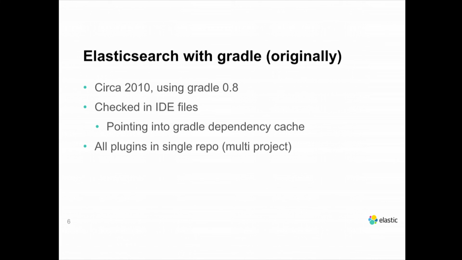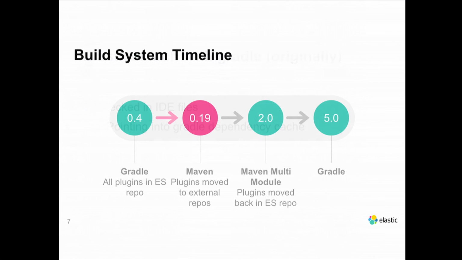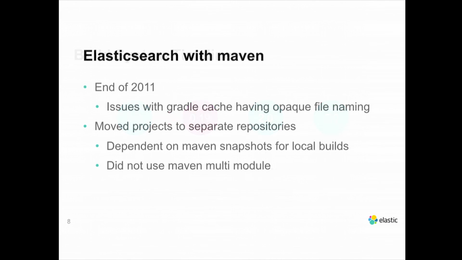There was no IDE support back then. And so the way that this was done is these IDE files for Eclipse and IntelliJ were checked in, and they were configured to point directly into the Gradle dependency cache. And this was all okay for a while. All the plugins, these official plugins that add extra functionality into Elasticsearch, were part of the same Elasticsearch repo. And this worked okay for about 1.5 years, up until version 0.19.